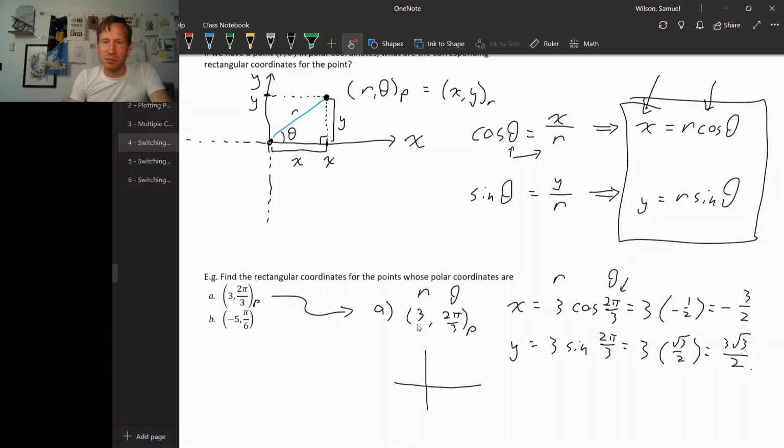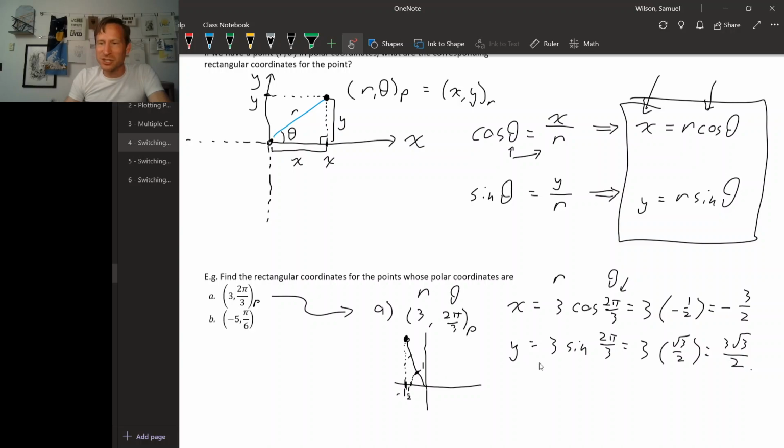So let's see. In polar coordinates, 2 pi over 3, that's going to be here. And we're going out 3 units, so there. Okay, and then in the x direction, negative 3 halves, that's negative 1.5. And yeah, it looks like this could be about 1.5, right? If this distance 1 swung down to the x-axis, it would land about here. So I can believe that this is 1.5 right here, negative 1.5.